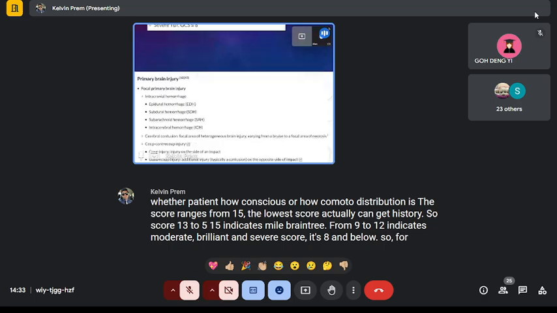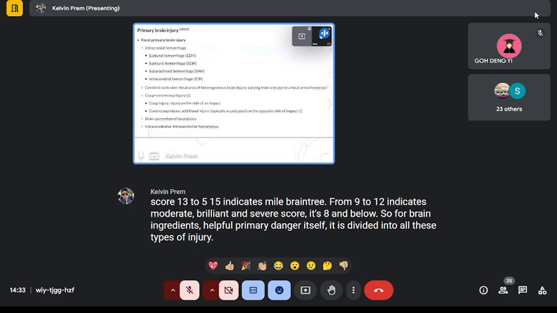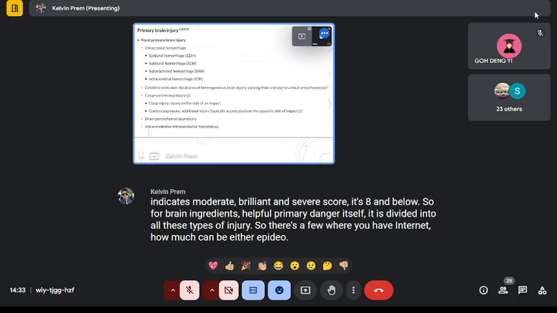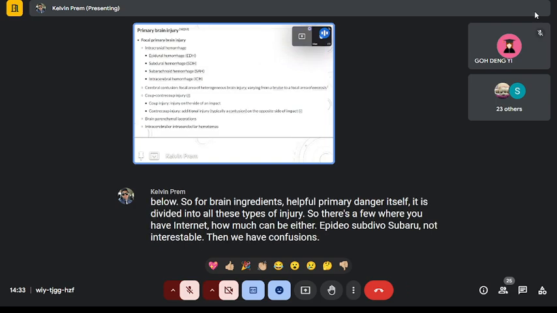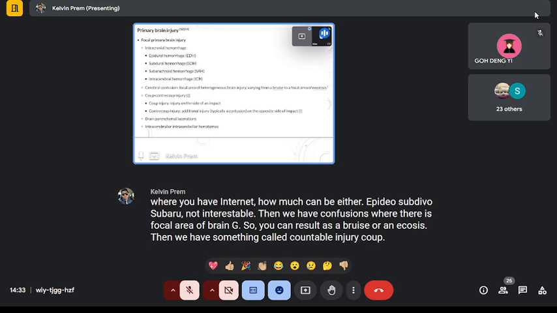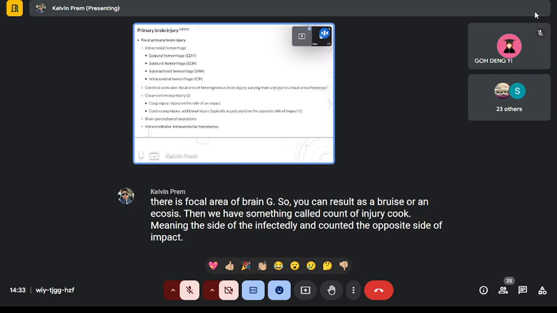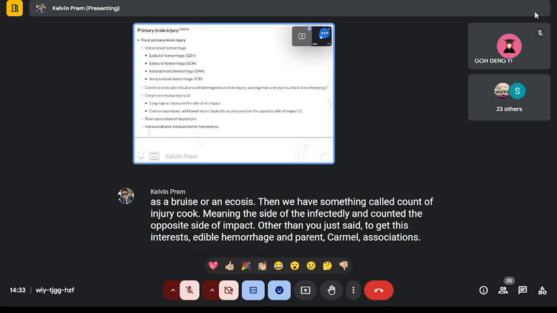For primary brain injury itself, it is divided into all these types of injuries. There's intracranial hemorrhage, which can be either epidural, subdural, subarachnoid, or intracerebral. Then we have contusions, where there is a focal area of brain injury, which can result as a bruise or a necrosis. Then we have something called countercoup injury. Coup means the side of the impact gets injured, and countercoup means the opposite side of the impact gets injured. Other injuries we get are intracerebral hemorrhage and parenchymal lacerations.